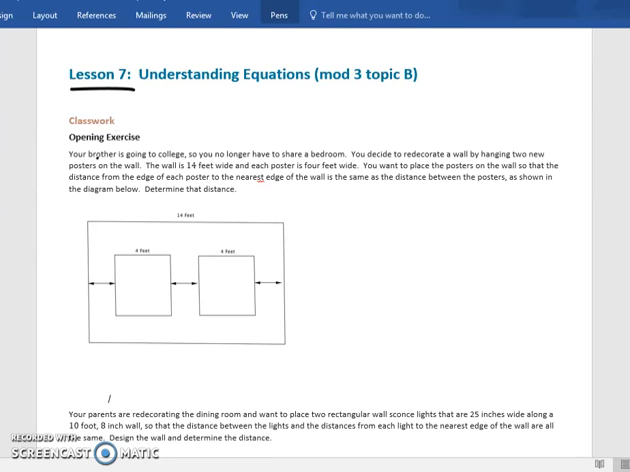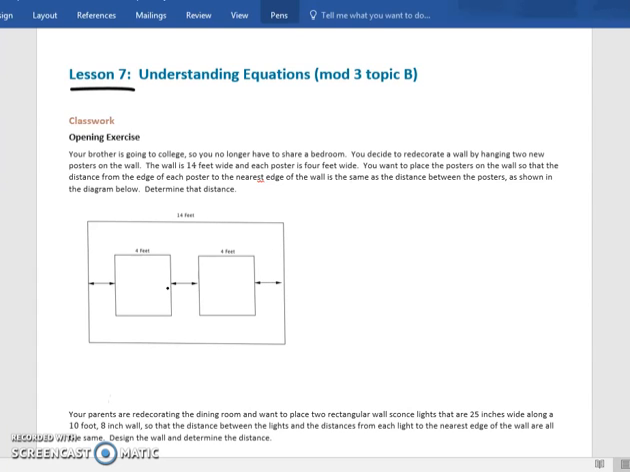So, all right, you got your brother here heading off to college. So you no longer have to share a bedroom. You decide to redecorate a wall by hanging 2 new posters on the wall. The wall is 14 feet wide, and each poster is 4 feet wide. You want to place the posters on the wall so the distance from the edge of the poster to the nearest edge of the wall is the same distance between the posters, as in the picture below.